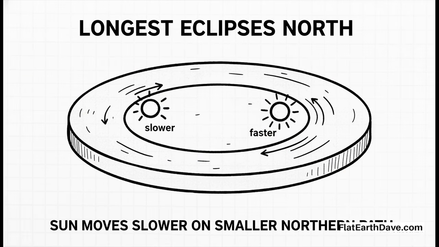All right, next up, the speaker points to a kind of curious geographic pattern with solar eclipses. He claims that the longest ones pretty much all happen north of the equator. So, how does his model explain that? Well, he suggests the sun actually travels in a smaller, slower circle over the northern regions and a much bigger, faster circle over the south. If that were true, it would naturally make eclipses shorter in the south.